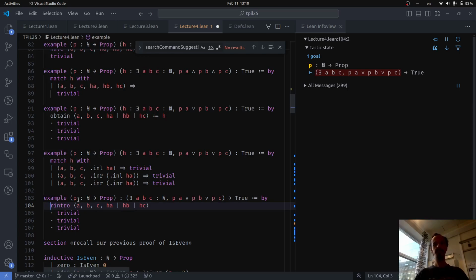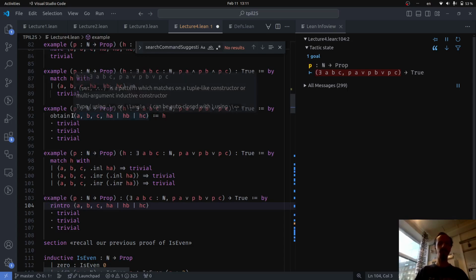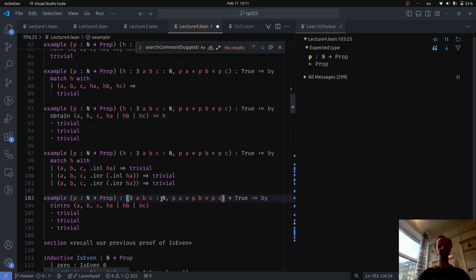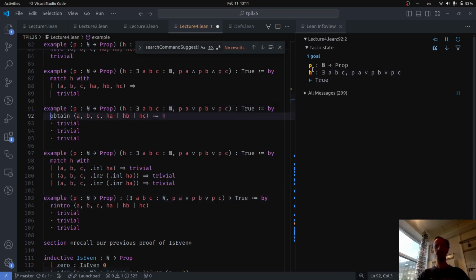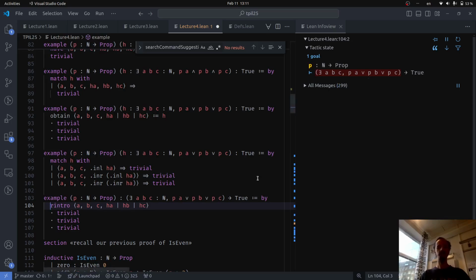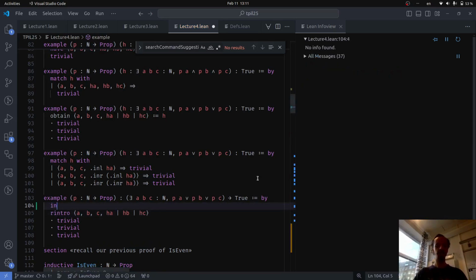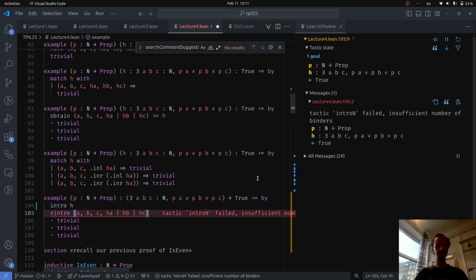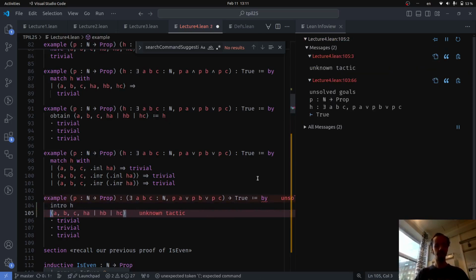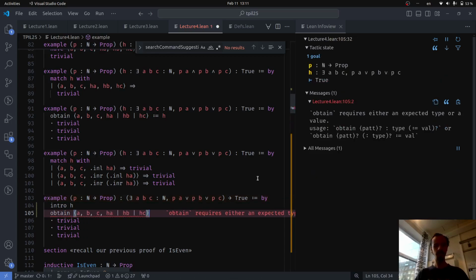Rintro is a version of rcases where you are doing introduction and then immediately casing on the result. So here we're doing sort of the same thing, but notice that the difference is here H was already introduced. So in this previous state we already had H and we pattern match on it. In this state we just have a function type, and so this is sort of equivalent to saying intro H and then obtain, like that.